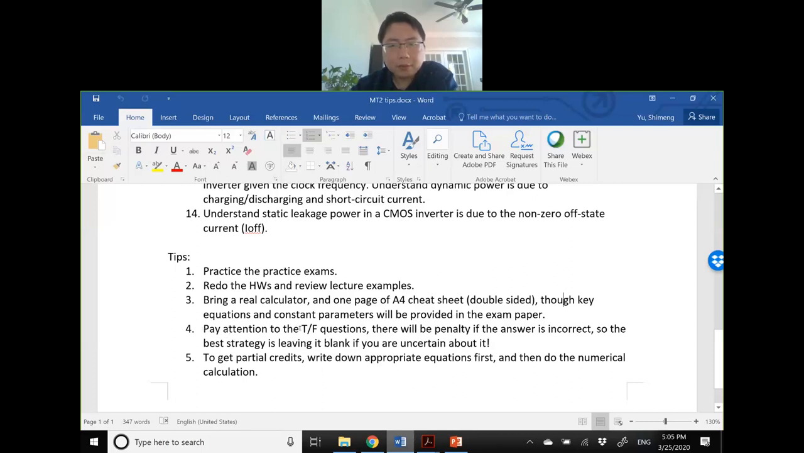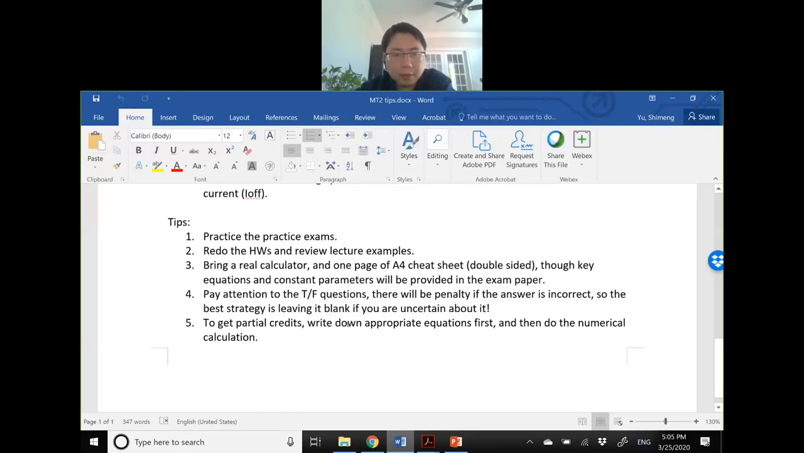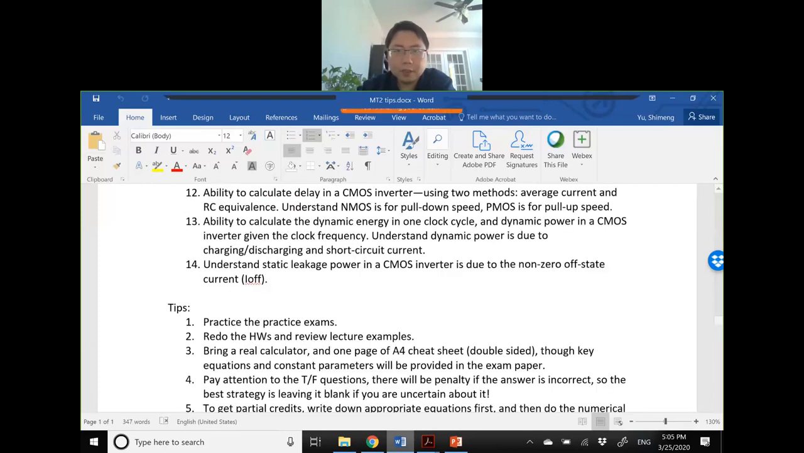Again, pay attention to the true and false questions because there will be a penalty if the answer is incorrect. So the best strategy is leaving it blank if you are uncertain about it. This is the same as the first test, so be careful about true or false. And to get partial credit, write down the appropriate equations first, and then do the numerical calculations step by step. This is important to get the partial credit. All right, so these are the tips.